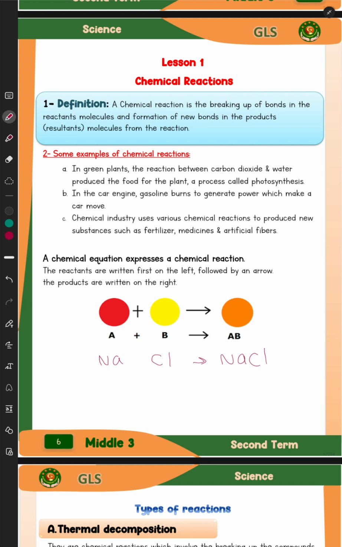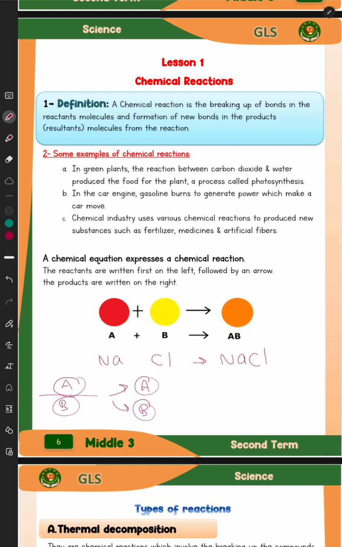Okay, let's make a small review about this lesson. In this lesson, we will not speak about the chemical reaction itself. We will speak about something called chemical decomposition. Chemical decomposition means breaking the compound into two parts. So if we have an example like this, a compound from A and B, how can I break this compound into two parts, into A and B? How can I do this?